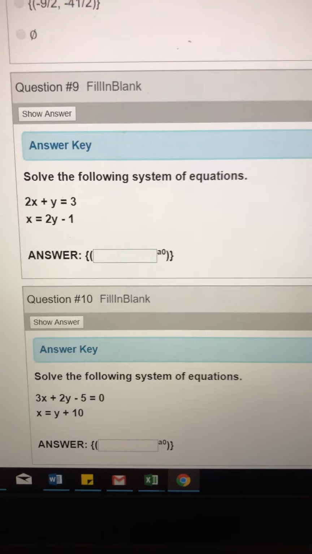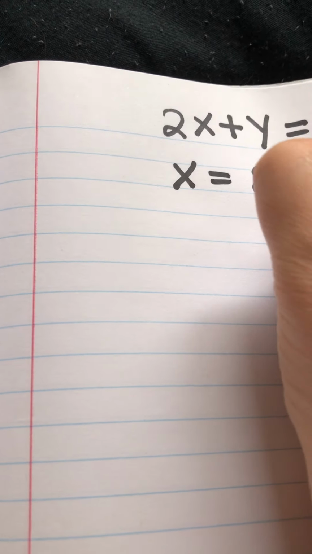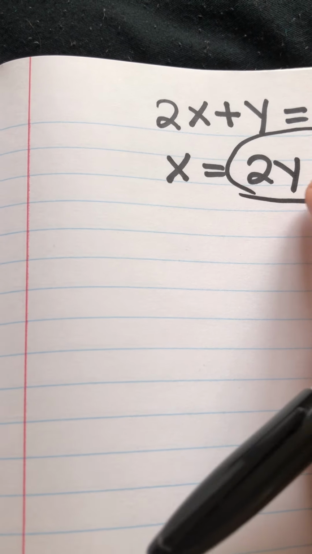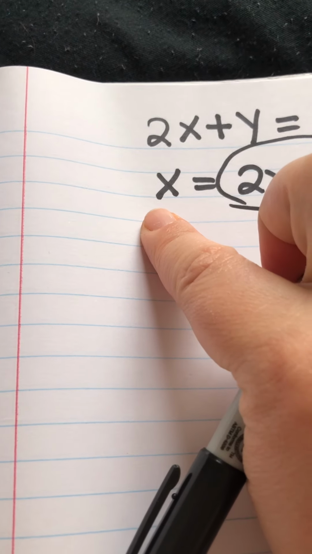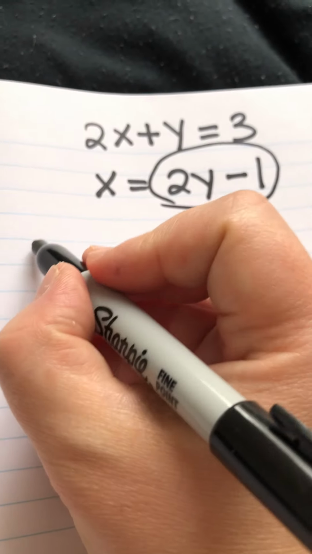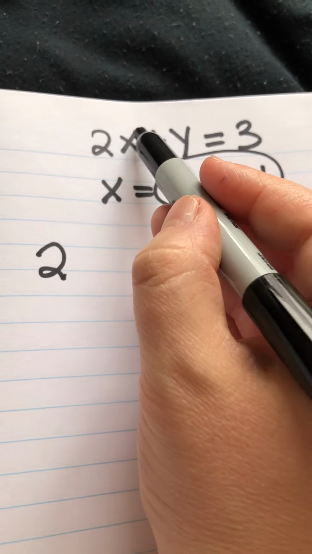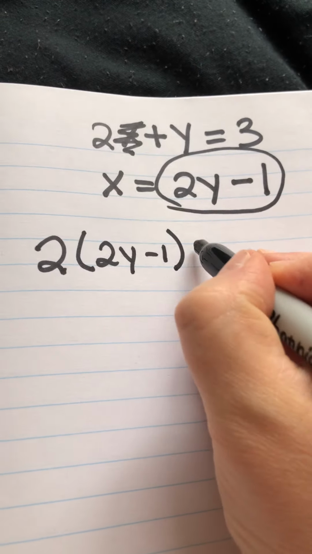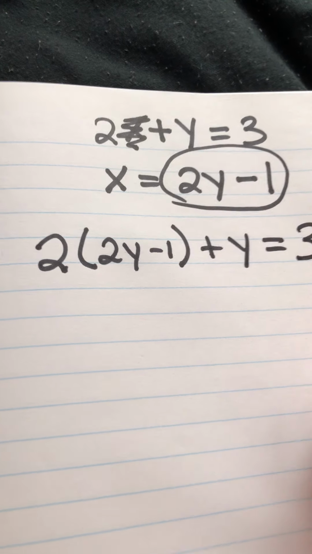This one is another one asking us to solve the following system of equations. So let's go ahead and write our equations out. It's going to be 2x plus y is equal to 3, and x is equal to 2y minus 1. So I'm going to go ahead and plug in this for my x value because I have this x by itself. So it's going to be 2, and instead of x, remember I'm taking x out, and I'm plugging in my 2y minus 1, plus y is equal to 3.